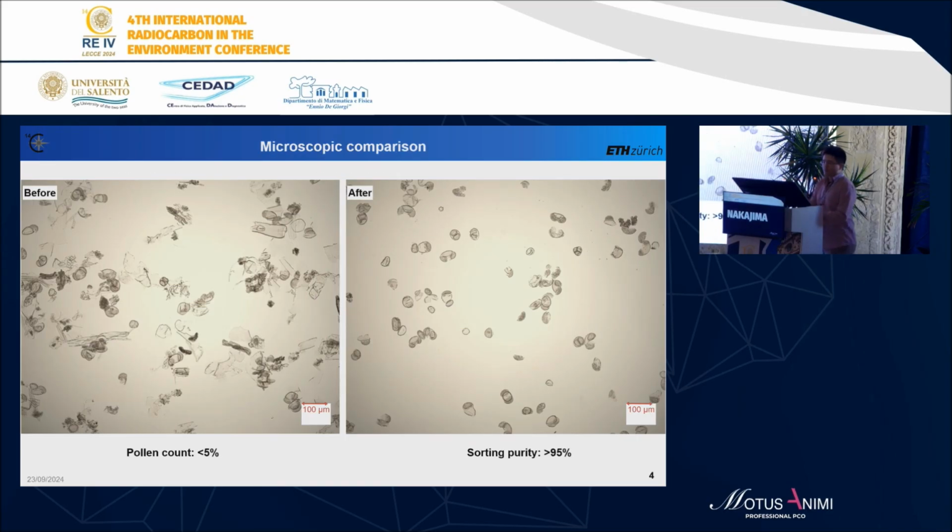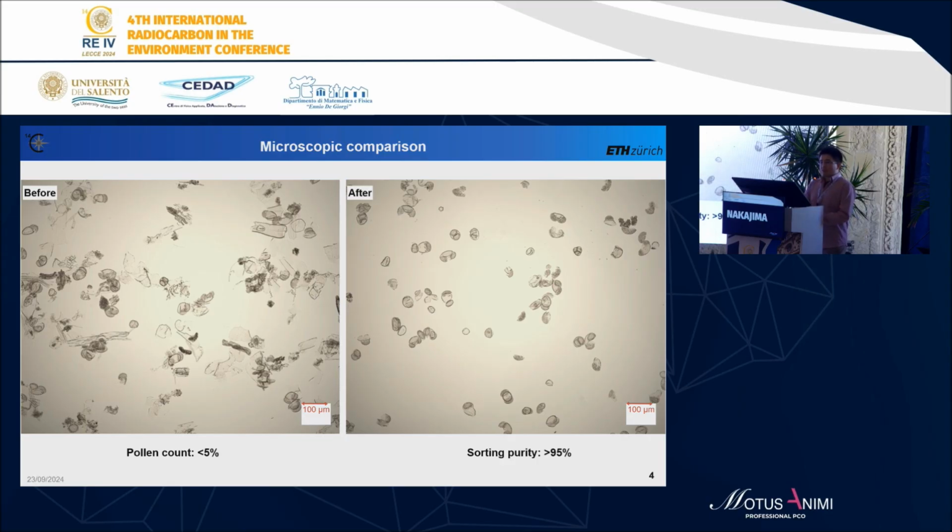Here you see a comparison of before and after flow cytometry. On the left side, just the pre-processing, we have a lot of plant debris and other organic debris, and pollen account for around 5% or less of all the particles. And after the sorting, we have a pollen purity of around 95% or higher. Purity in terms of carbon mass might be even higher than this.